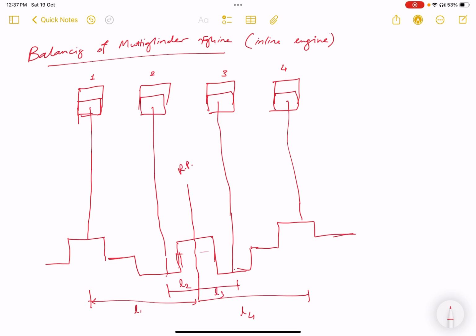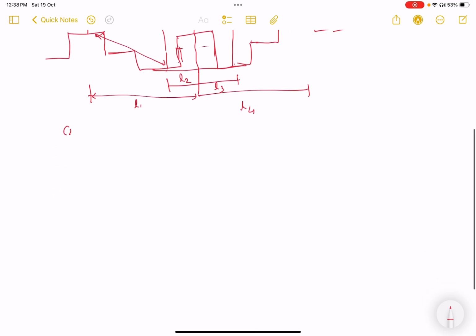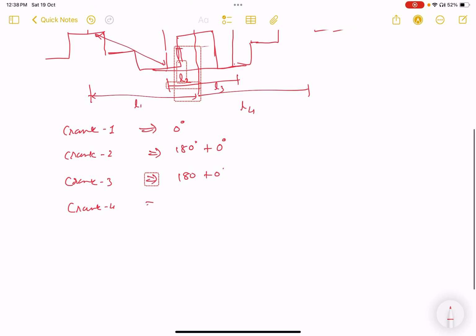Okay. So we can see the crank angle from this to this has a 180-degree difference. In our Cartesian coordinate system, cylinder 1 will be here, cylinder 2 will be here, cylinder 3 will be here because these two are in the same crank position, and cylinder 4 will be here. So what will be the angle for the cranks? For crank 1, the angle is 0 degree. For crank 2, the angle is 180 degree plus 0 degree. Crank 3 is again the same, 180 plus 0 degree. And crank 4 is 0 degree again, the initial position.